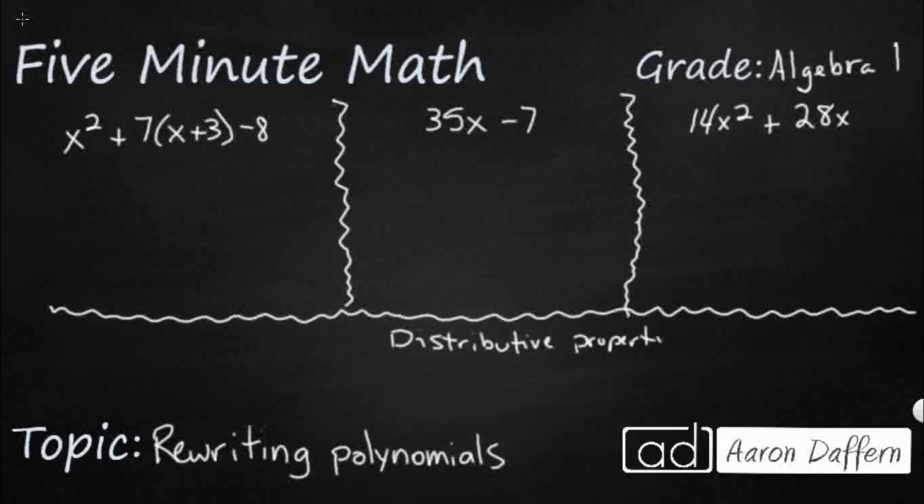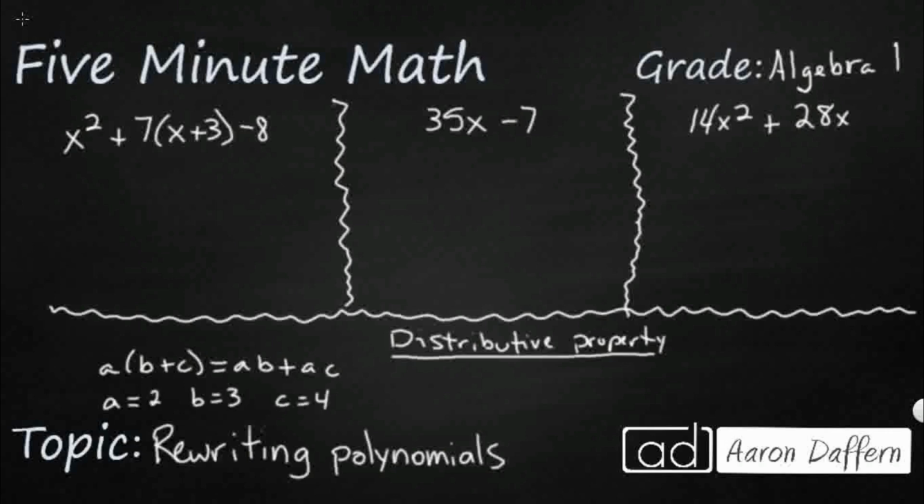Now, at its simplest form, what we're going to get is something that looks like this. We're going to see A(B plus C) equals AB plus AC. But unless you substitute in values for those, it's really not going to make a whole lot of sense. So let's just make some determinations here. A equals 2, B equals 3, C equals 4. So let's substitute in both sides here.